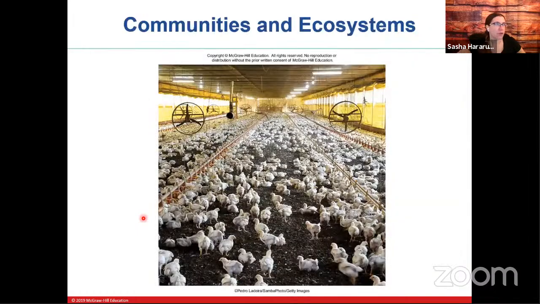Okay, so moving on to the next topic within our course, communities and ecosystems. Oh, okay, I see the question in chat from Lauren. So the richer means more ecological footprint, which will lead to the land depleting over time.